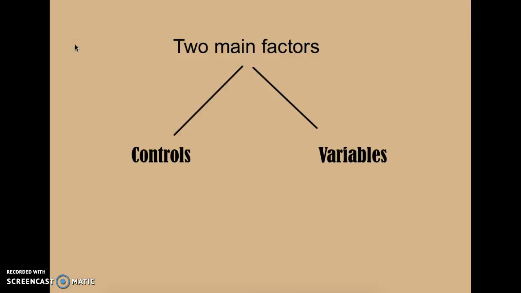At this time, I would like you to write down in your EQ journal, or you may type it on your computer, that two main factors include a control and variables. So I'd like you to set up your tree to look like this because you'll be using it again in the remaining presentation. So pause your video now.